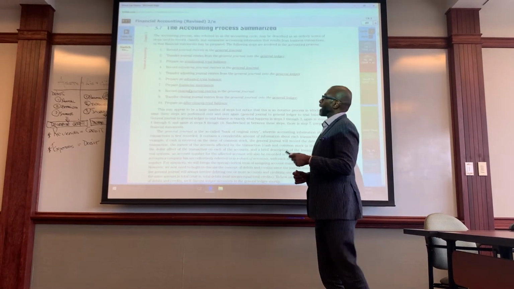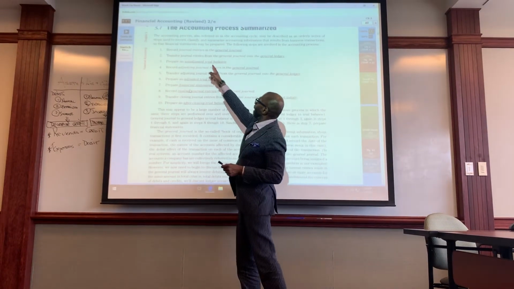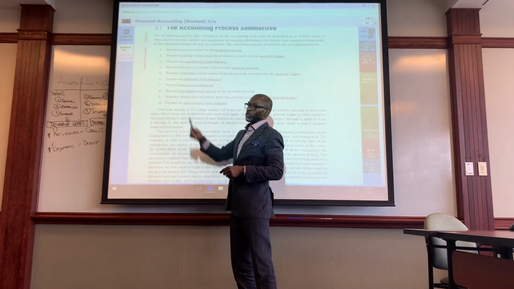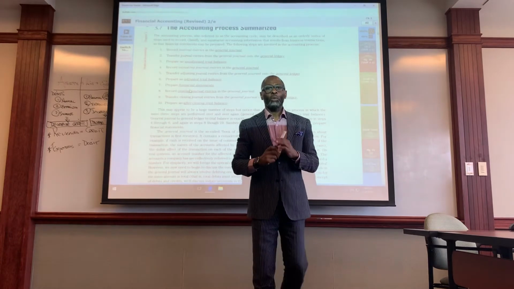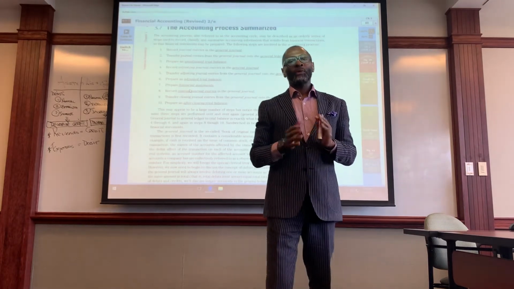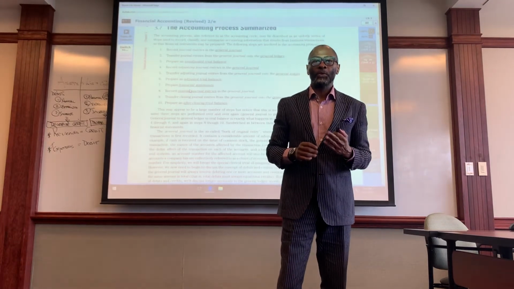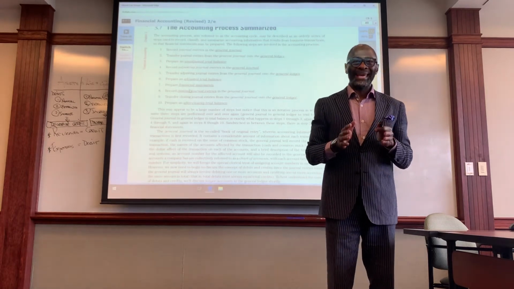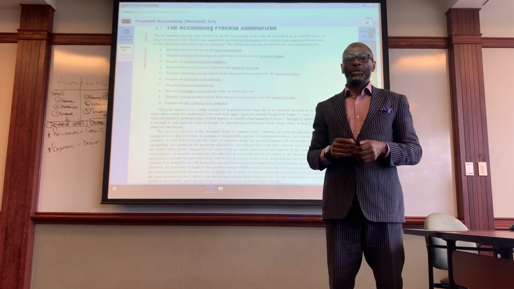We're moving forward now. We've covered the unadjusted trial balance, and we're going to get into step 4, and we're going to move forward into 3.4 in your chapter, where we deal with adjusting entries. But before I get into 3.4, I need you to understand why we are making and creating adjusting entries.